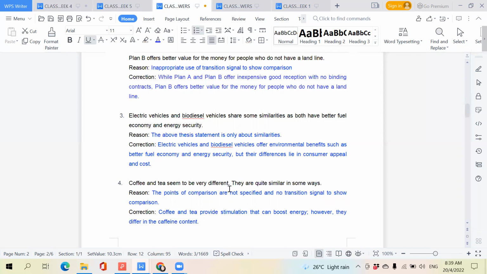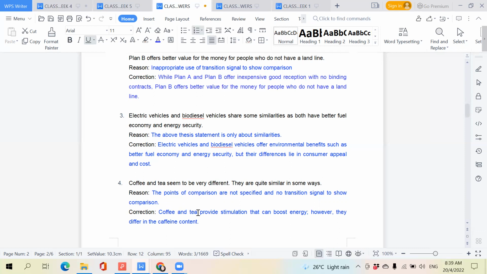division, right? Okay, so anyway, why this is wrong is because the points of comparison are not specified and there are no transition signal. Because instead of putting a transition signal, the author simply used a full stop or a period mark. So this is unacceptable. So how do you fix this?